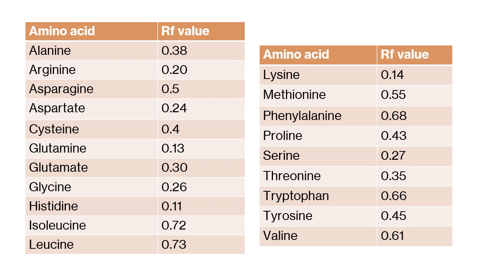And so this one is your standard Rf value, or your reference Rf values for this. And so for your alanine, that is at 0.38. Sabi natin kanina, it should be between 0 to 1. Okay, and so your alanine, 0.38. Your arginine at 0.20. Your asparagine at 0.50. And so aspartate at 0.24, your cysteine at 0.40, your glutamine at 0.13, and the rest. Okay, and so that is your reference Rf values for your amino acids.